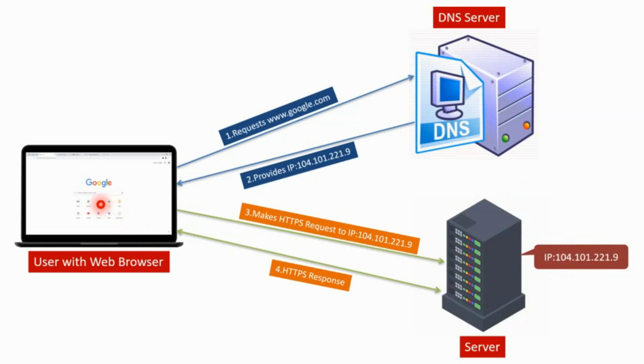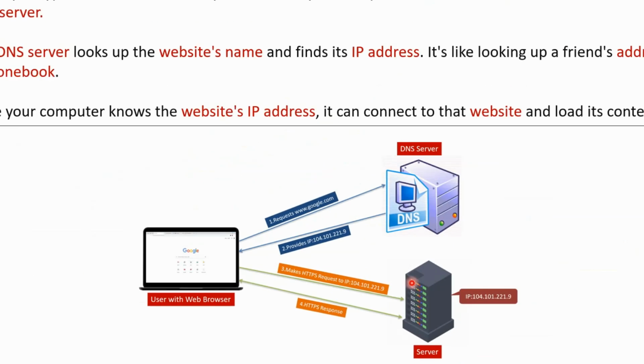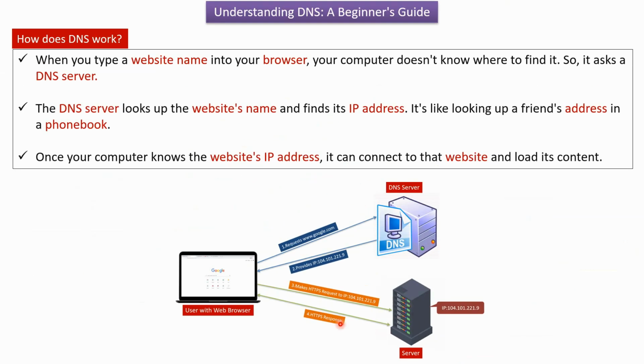When you type a website name into your web browser, your computer does not know where to find it. So it asks the DNS server. The DNS server looks up the website name, finds its IP address, and sends the IP address back to your computer. Once your computer knows the website IP address, your computer can connect to the website and load its content.